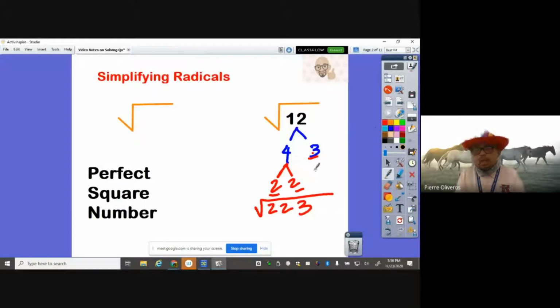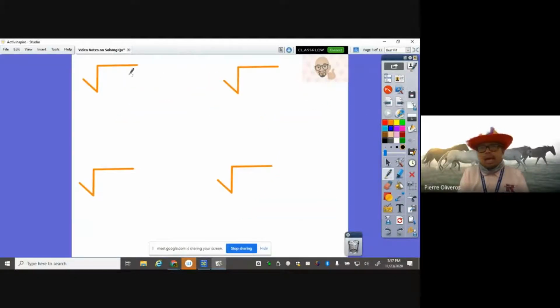Now we are going to look for a pair. We have a pair of 2 here. If that's a pair of 2, that will cross out, and one representative of that pair will come out, and the 3 remains inside because he doesn't have a partner, and the answer is 2 square root of 3. Okay? One more. If we have a square root of 40, square root of, let's say, 88, square root of 24, and a square root of, let's say, 200.